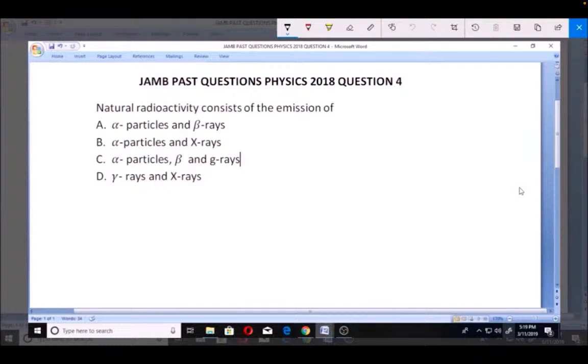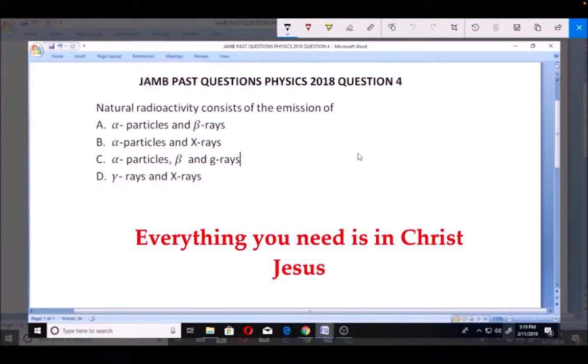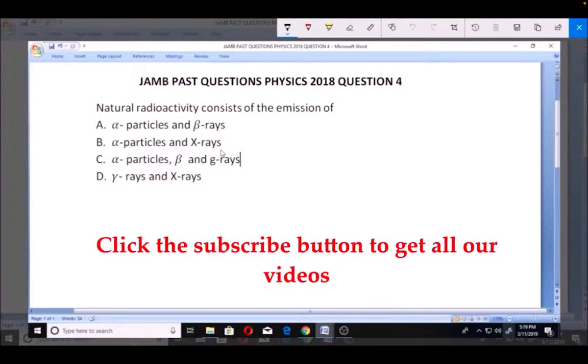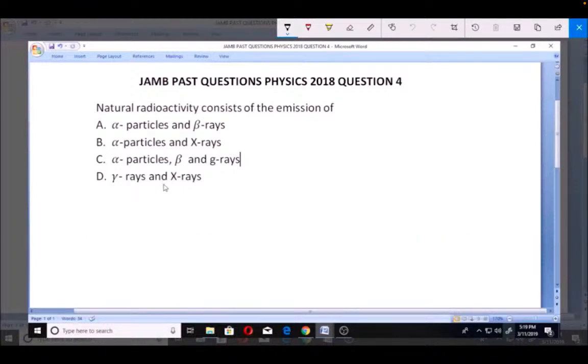Now let's look at this JAMB past question for Physics 2018. Question number 4. Natural radioactivity consists of the emission of A. Alpha particles and beta rays, B. Alpha particles and X rays, C. Alpha particles, beta and gamma rays, D. Gamma rays and X rays.